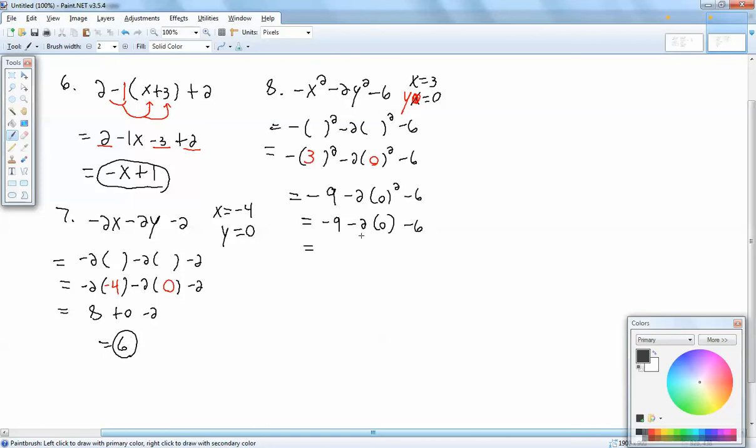Please excuse my multiplication or division. Well, take negative 2 times 0. So negative 2 times 0 is 0, minus 6. And Aunt Sally, negative 9 plus 0. The 0 is trivial, so negative 9, negative 6 gives us negative 15. And that's our answer.